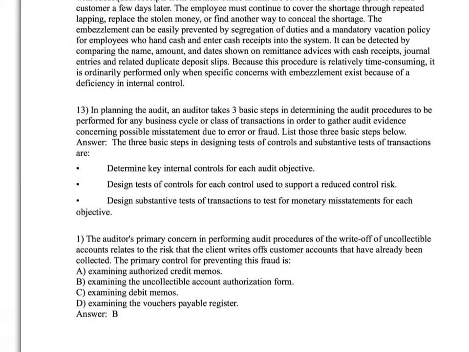And then number 13, in planning the audit, an auditor can take 3 basic steps in determining the audit procedures to be performed for any business cycle or class of transactions in order to gain audit effective evidence concerning possible misstatements due to error or fraud. List those 3 basic steps. To design, test controls, and substantive transactions. So you have to understand those key controls. You would test the controls to reduce this control risk, and then you would design substantive tests for the monetary misstatements.